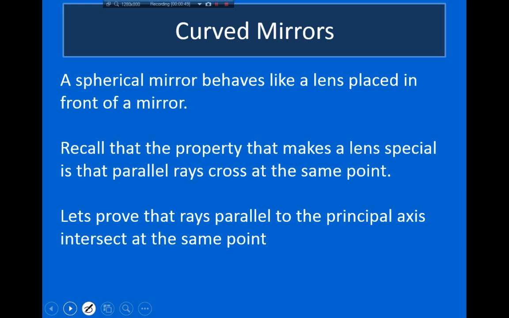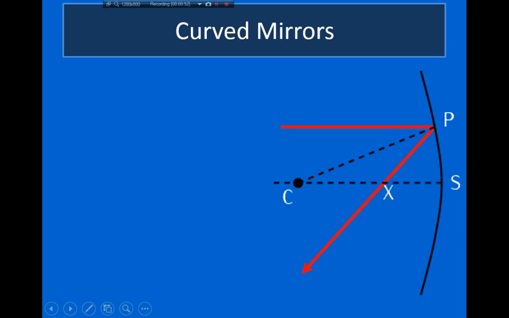So what I would like to do is show that any ray that is traveling parallel to the principal axis, when it strikes a spherical mirror, will be reflected back and will cross the principal axis at the same point no matter where it strikes this mirror. So over here on the right, I have a ray diagram showing a ray traveling parallel to the principal axis and then striking a spherical surface.